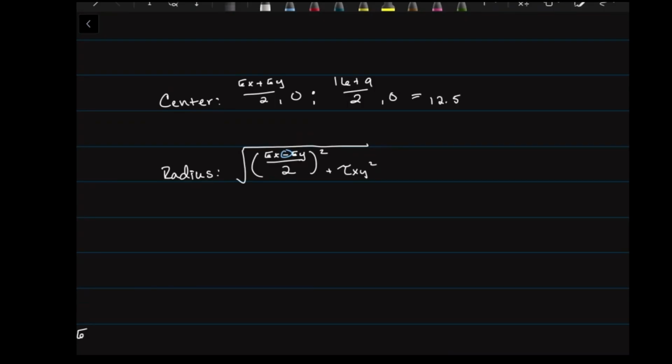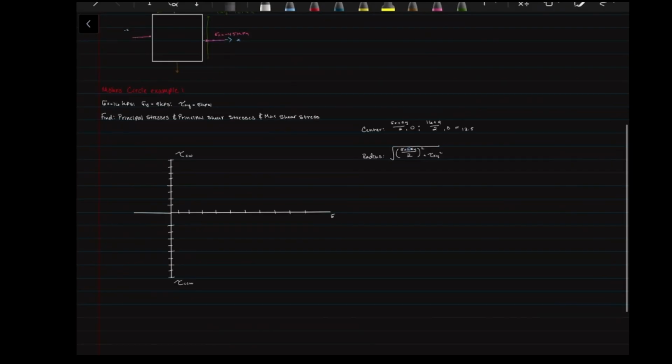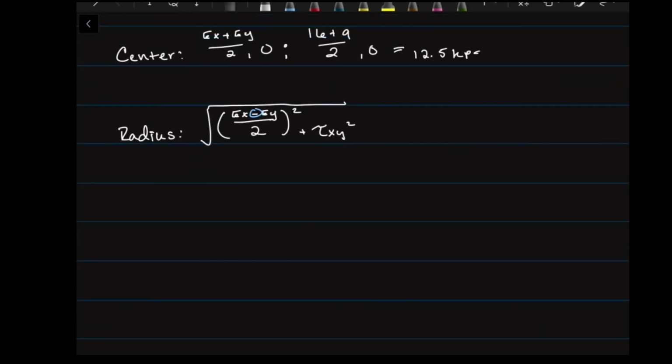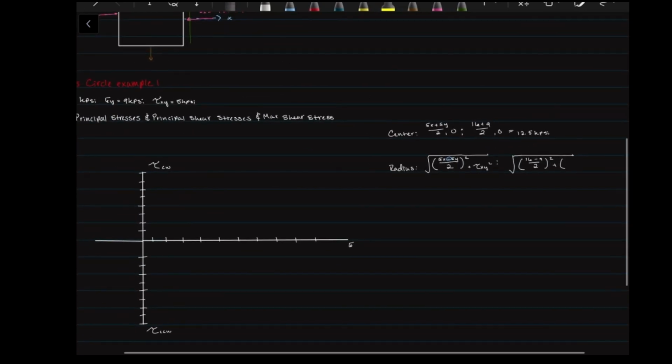Positive. That's important. What is our units? We just carry the units. We have kpsi. That's a good thing. Very good. And now let's do the radius. We're going to do the square root of sigma x, we said was 16, minus our positive y value, so it stays a minus, 9 divided by 2 squared, plus, what's our tau xy value? It is 5 kpsi.